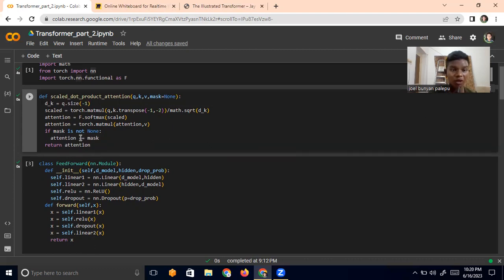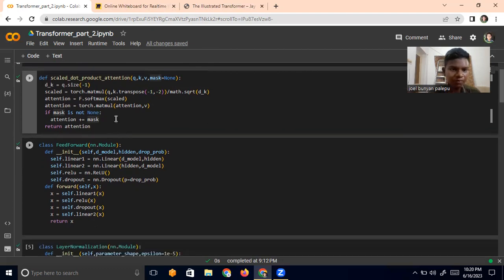And then if the user specified a mask, or if the programmer using our, let's say, decoder specifies a mask, or even us, we are going to add it. If not, we are not going to add any mask, and then we're going to return the attention. I have already covered this in the encoder section. We are just going to repeat that.